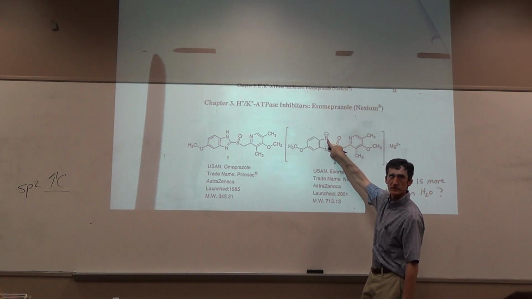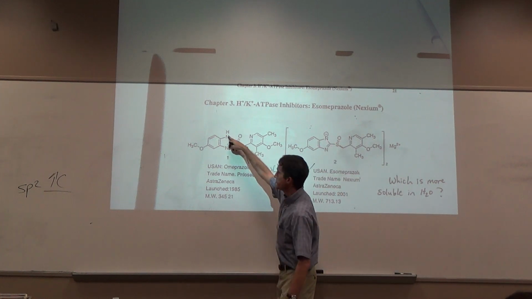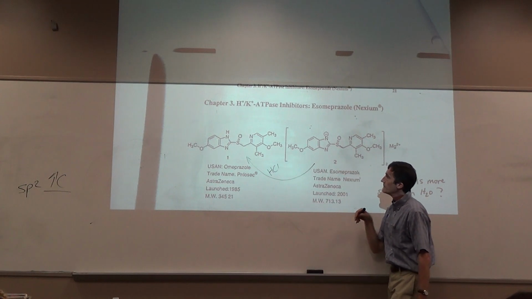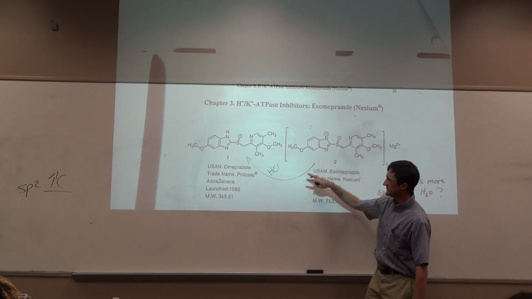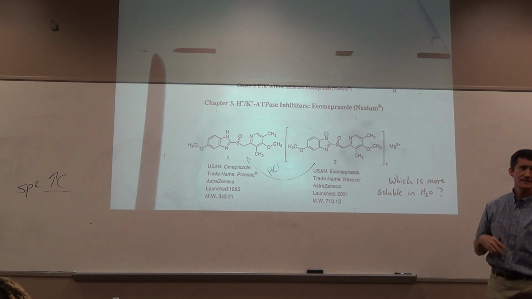By the way, once we do acid-base, what's going to happen to this when it gets to the stomach, where there's lots of HCl? It's going to bond hydrogen. Yeah, with HCl, it puts the H back on. So don't spend all your money on Nexium, just take Prilosec, because once it gets to the stomach, it's the same thing.